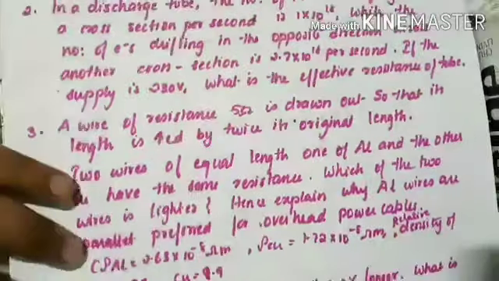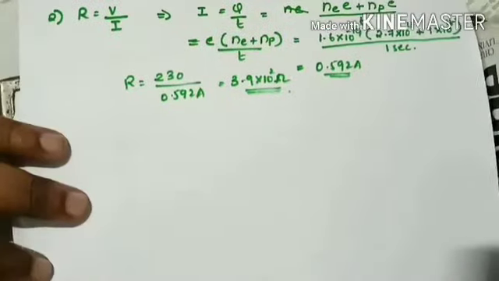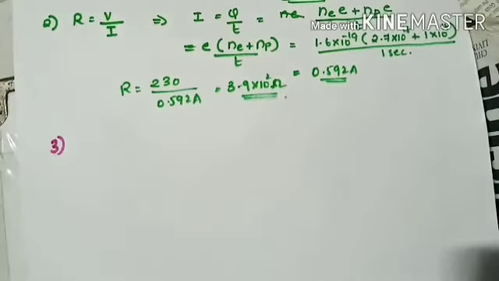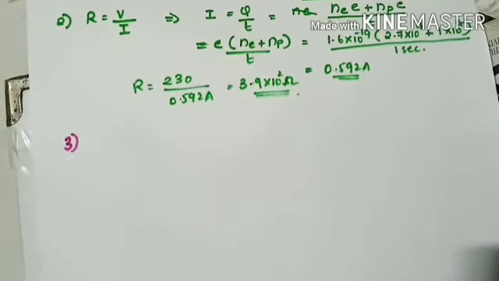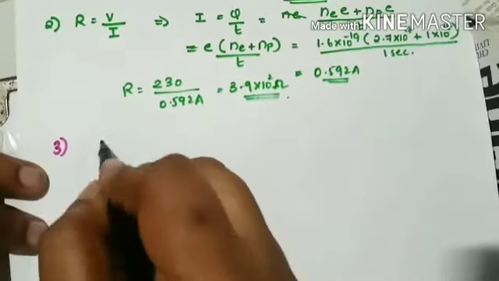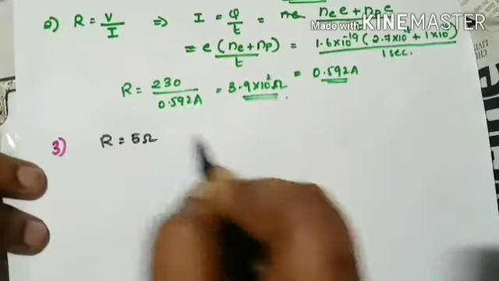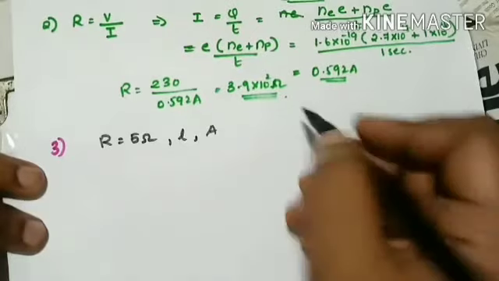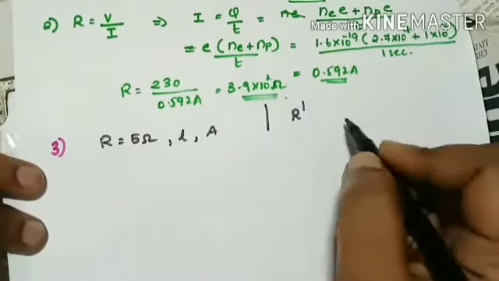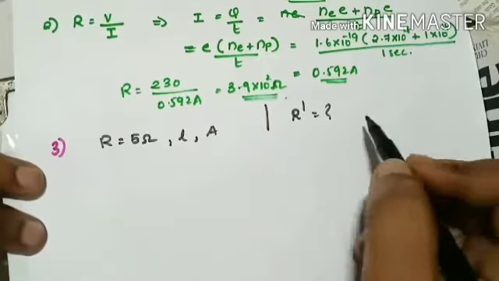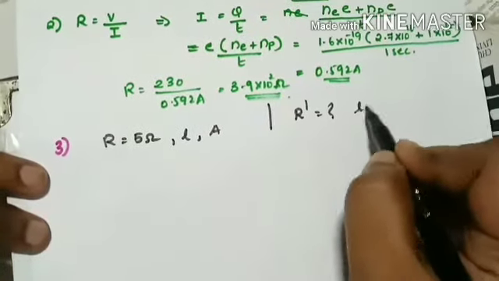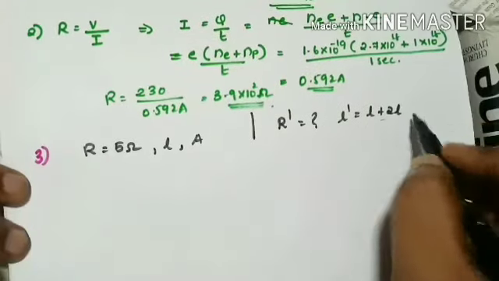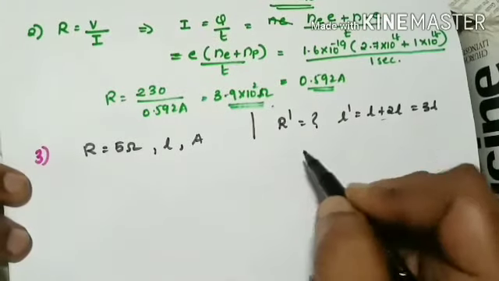I'll show you by writing. Third question. So here initially the resistance is 5 ohm. The length is whatever, L, and area A. Now the new resistance is R dash. You are asked what the new resistance is if the new length is increased by twice its original length. So the new length will be 3L.